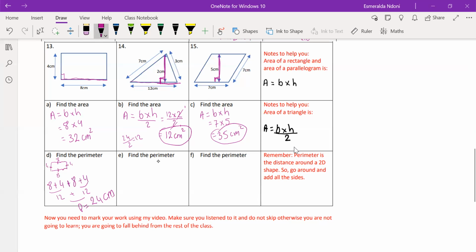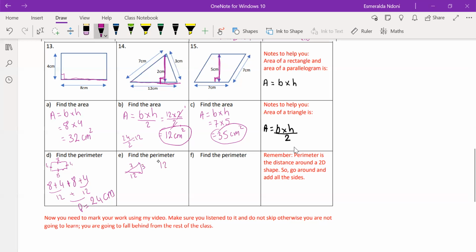Find the perimeter. We have a triangle. So the question you ask yourself again is, how many sides does this triangle have? 3. So I need to add the 3 sides. It's around it, not in the middle. We don't need the 2 because the 2 is in the middle. We're going to have to go around. So we got 12, 7, and 3 to add up.